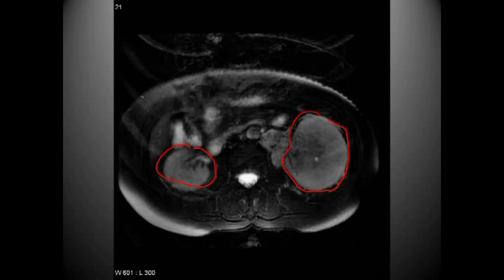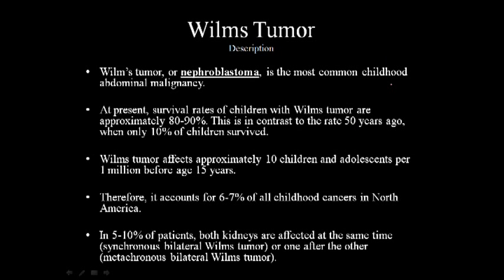Here is the left kidney, and notice how much larger it is in comparison to the right kidney. But we have this strange looking area inside the kidney with ill-defined borders, which is characteristic of Wilms tumor. So that brings us to Wilms tumor.